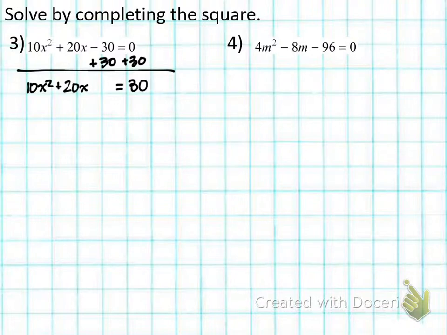Okay, now, is a equal to 1? No. How do we get a equal to 1? Divide by 10, right? So we're going to divide both sides by 10. Okay, what's 10x squared divided by 10? Good. What is 20x divided by 10? 2x. Good. Leave a little space. What's 30 divided by 10? 3. Good. Okay. B. What's half of B? 1. 1 squared is? 1. We're going to add 1 to both sides.